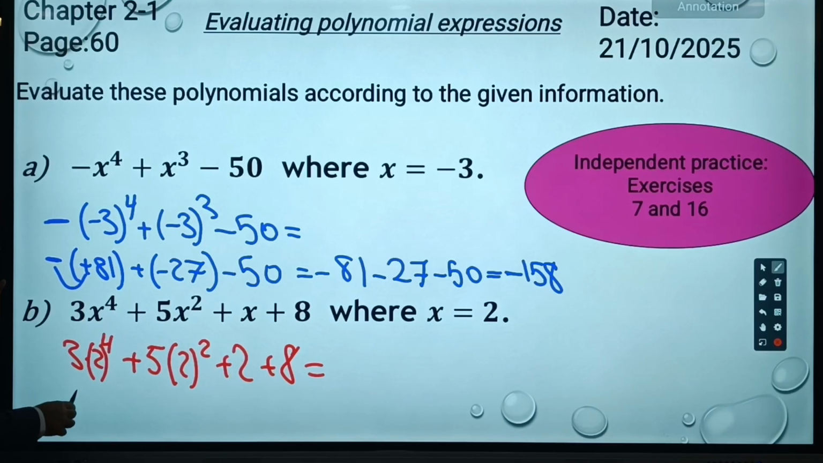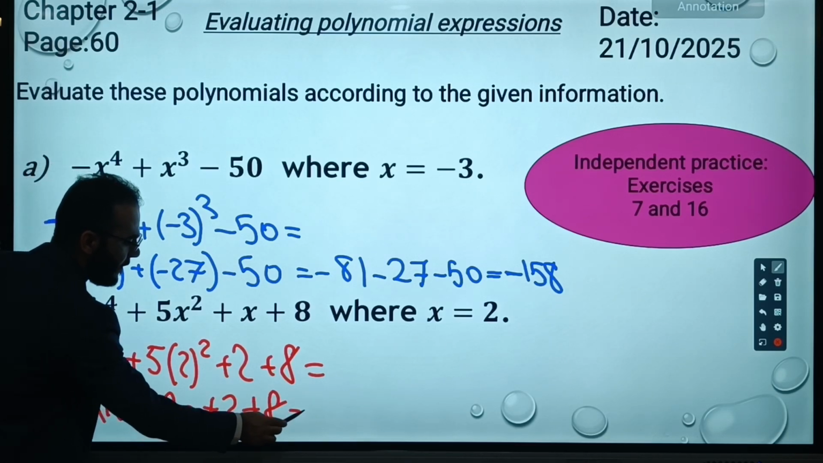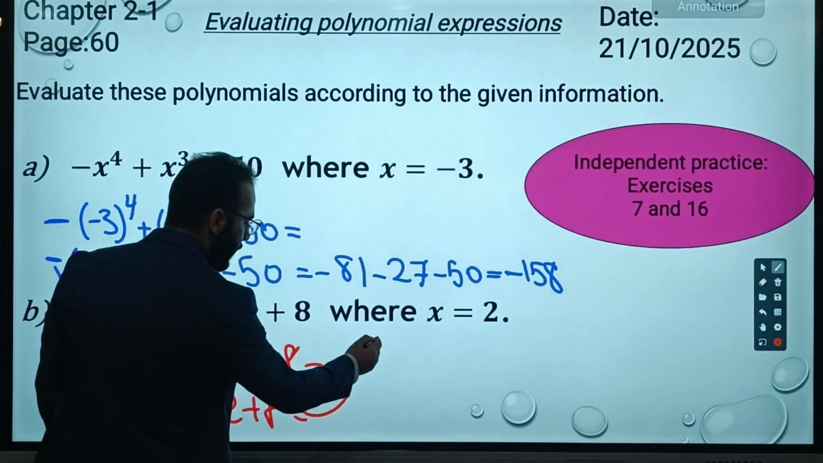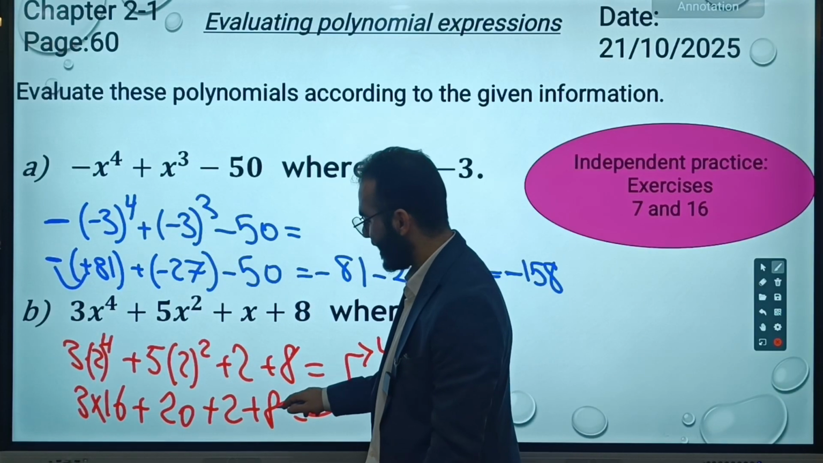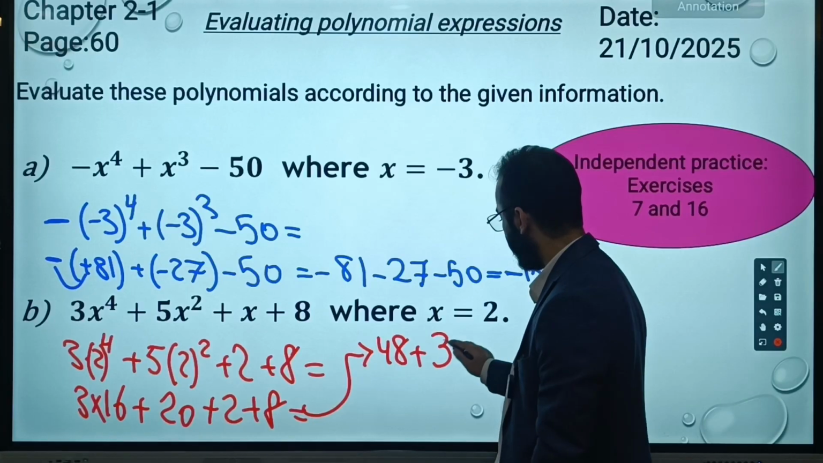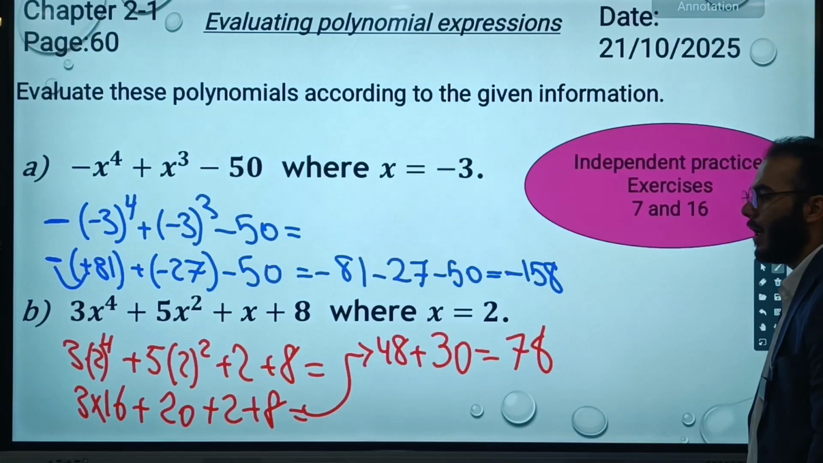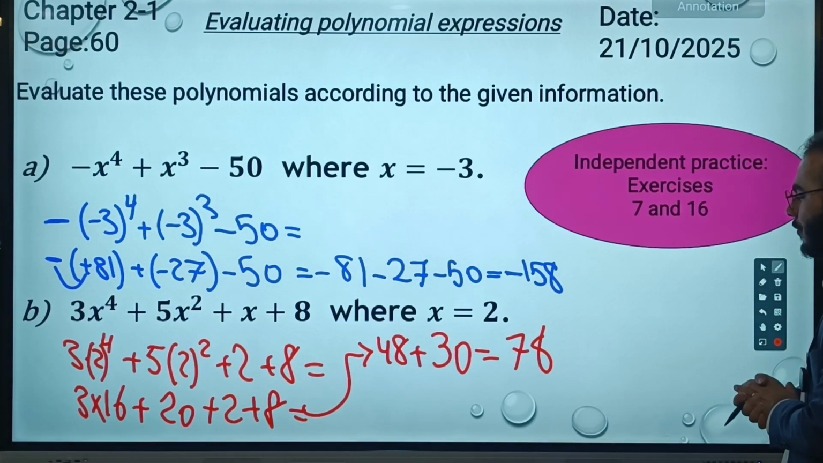Okay, so 2 to the power 4, remember we need to multiply 2 by itself 4 times, is equal to 16. Perfect. So 3 times 16. Let's make this one. Plus 2 to the power 2, 4. 4 times 5, 20. Plus 2 and plus 8. So 3 times 16, 48. I'm just going to do it here. 48 plus, let's add these 3. 2 plus 8, 10. 10 plus 20, 30. So 48 plus 30 is equal to 78. Okay, perfect. I hope that it is understandable for you guys.